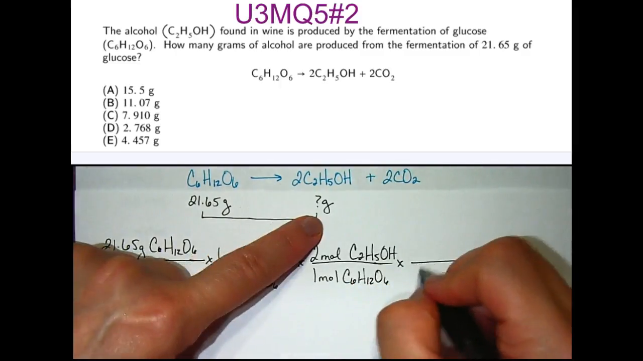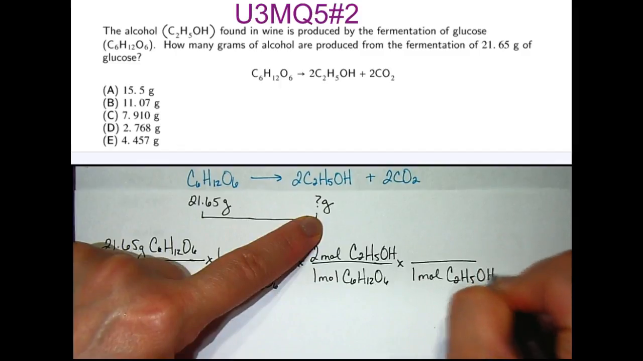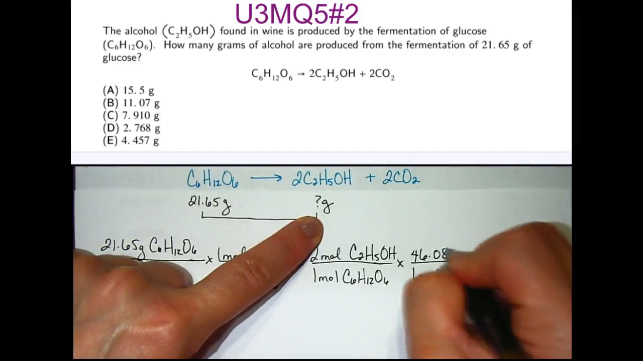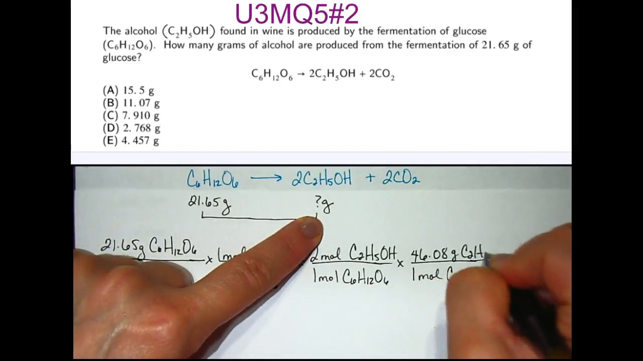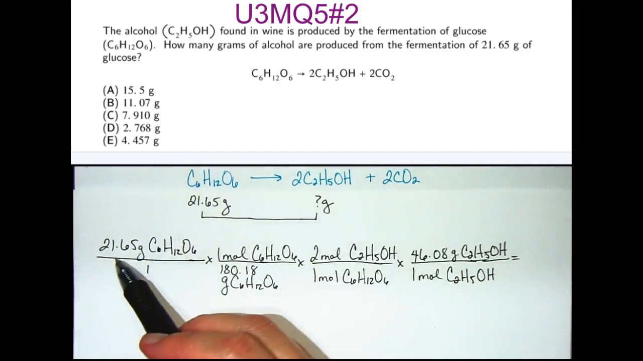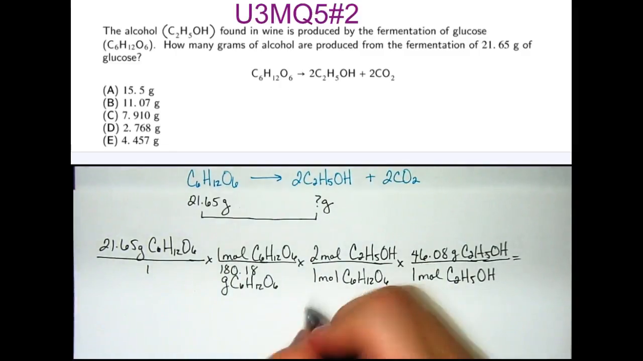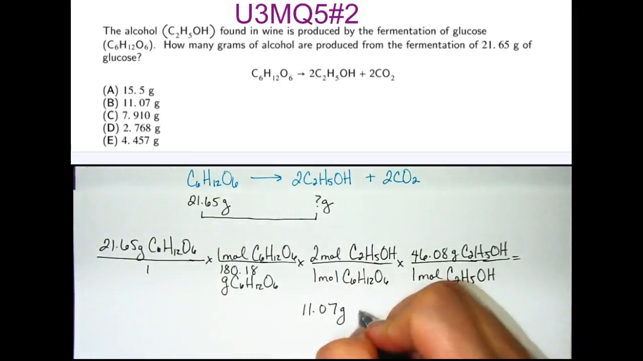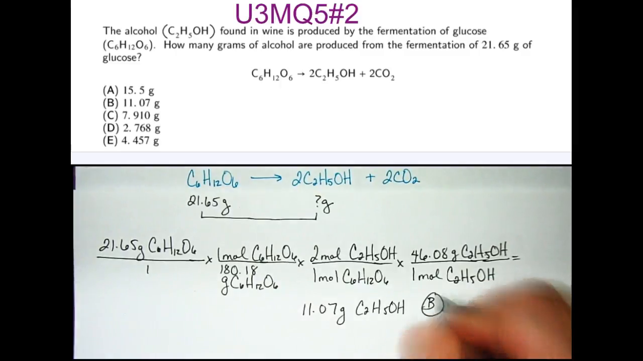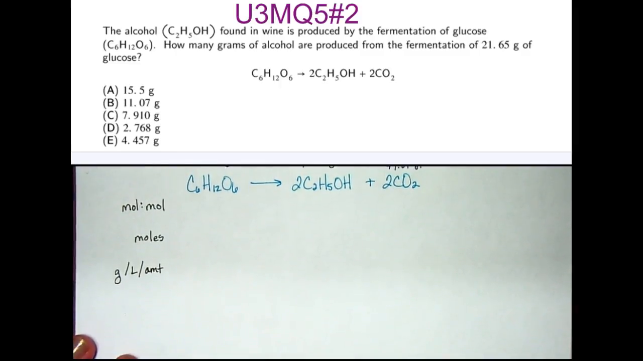And then we need grams, so we'll convert the moles of alcohol to grams of alcohol, which is 46.08 when we go add up the molar mass on the periodic table. When we calculate 21.65 divided by 180.18 times 2 times 46.08, we get 11.07 grams of alcohol, which is letter B. The second method of solving this is using a chart.